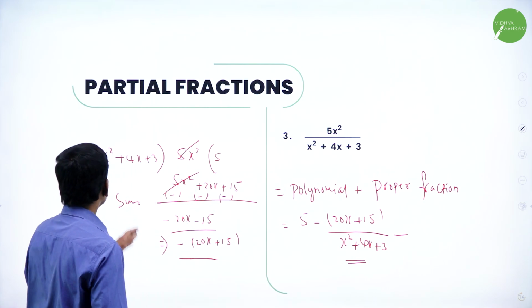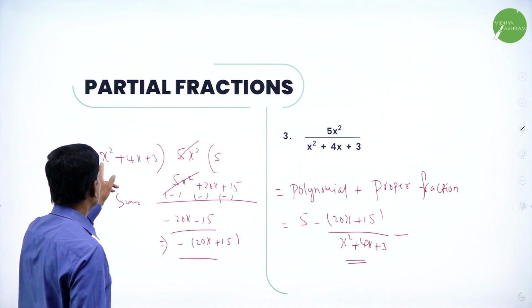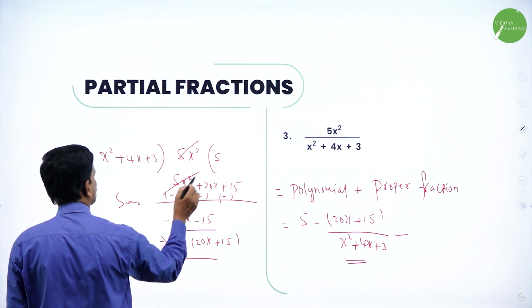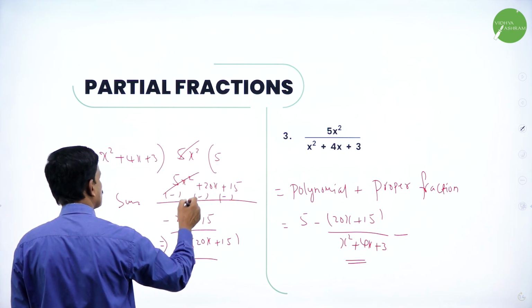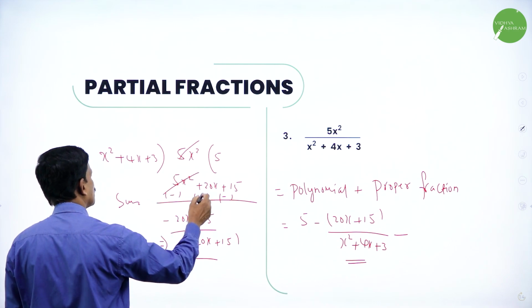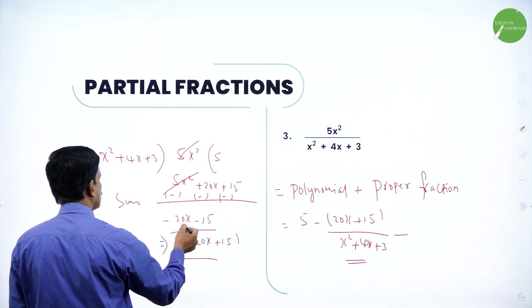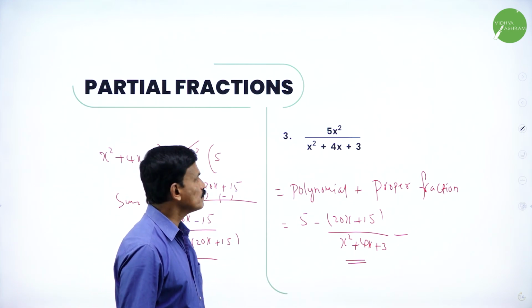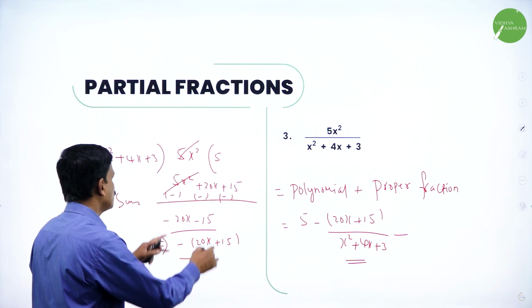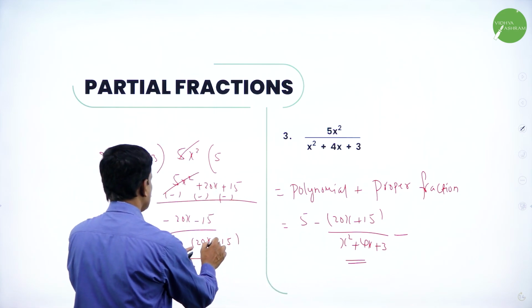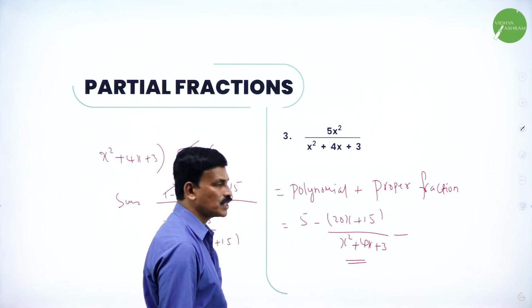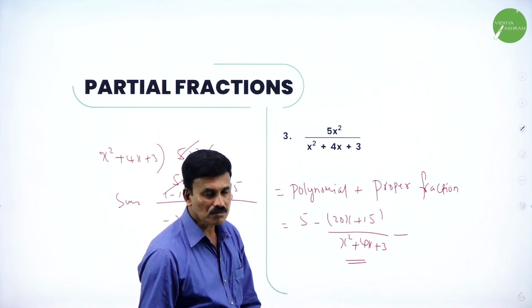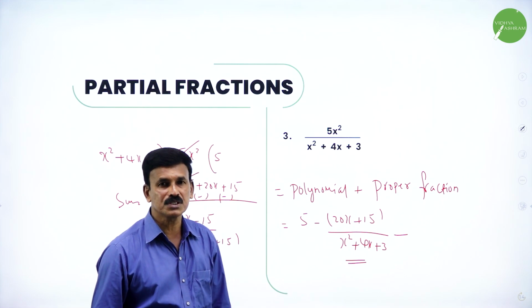Very simple. See, just divide 5x square by x square plus 4x plus 3. Since here it is 5, we multiply by 5. 5 into x square is 5x square, 5 4s are 20, 5 3s are 15, subtract: minus, minus, minus. 5x square minus 5x square gets cancelled, minus 20x minus 15, you can take minus out, minus of 20x plus 15. So therefore 5x square by x square plus 4x plus 3 can be written as 5 minus 20x plus 15 divided by x square plus 4x plus 3. This is a sum of a polynomial and a proper fraction. This is how we are going to resolve into partial fractions.